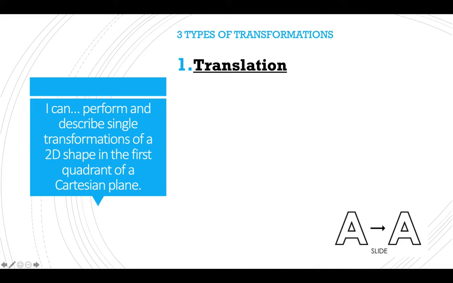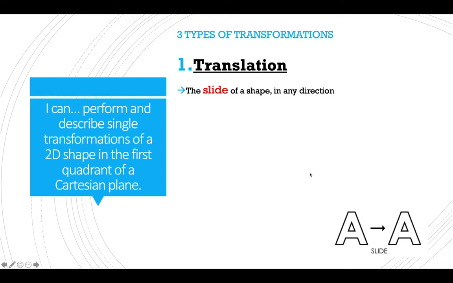Okay, now we're getting right into our transformations. There are 3 types of transformations. Today we're only going to be learning about one of them, and then tomorrow and the next day, we're going to be learning about the other 2. Number 1 is called a translation. A translation is a type of transformation, so we're describing and performing single transformations. A translation is basically the slide of a shape in any direction. Here would be an example of a slide.